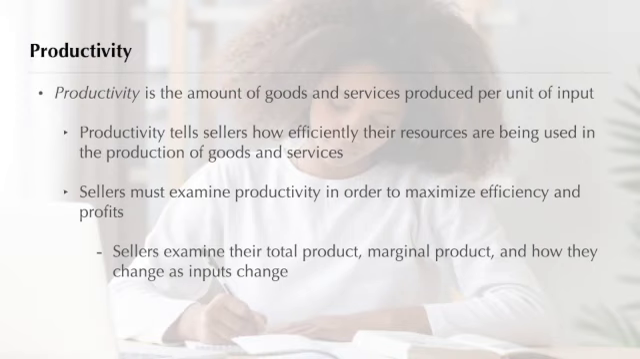Perhaps by studying with a friend, discussing the material and quizzing each other, you can increase the effectiveness of your study time. This type of studying allows you to produce a good grade on the test with only 2 hours of input instead of 3. Of course, productivity in businesses is much more complex and involves more inputs than the above example. But like you, business owners must examine their productivity in order to maximize efficiency and profits. And like you, they must consider varying the amount of their inputs in order to increase productivity. To do this, business owners look at their total product, marginal product, and how the two figures change as inputs change.